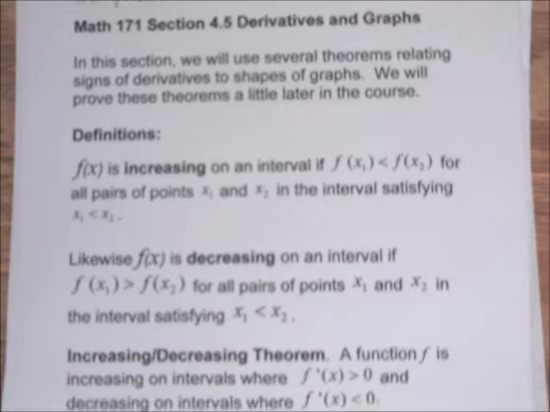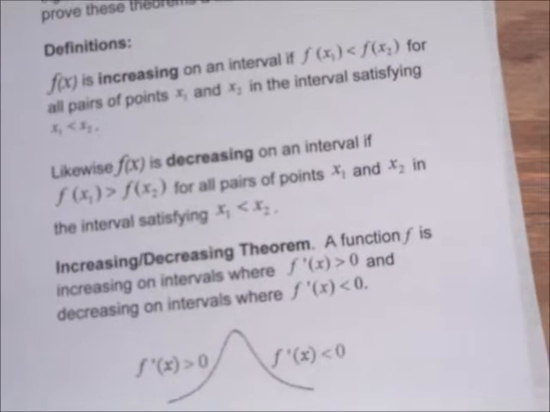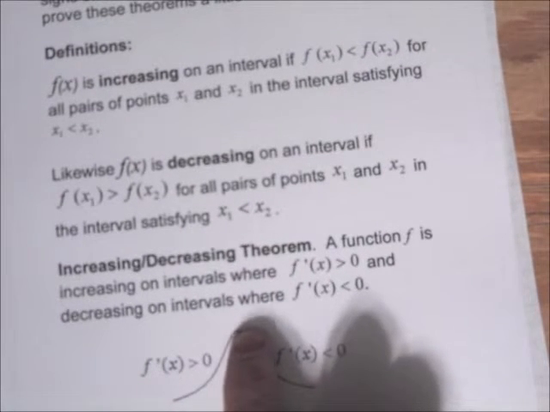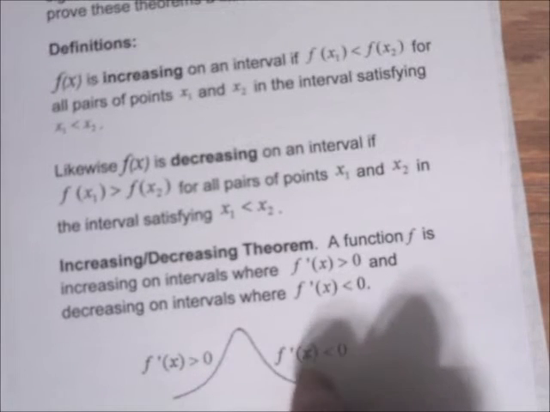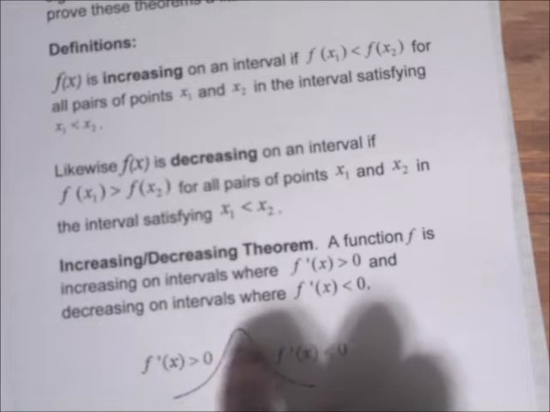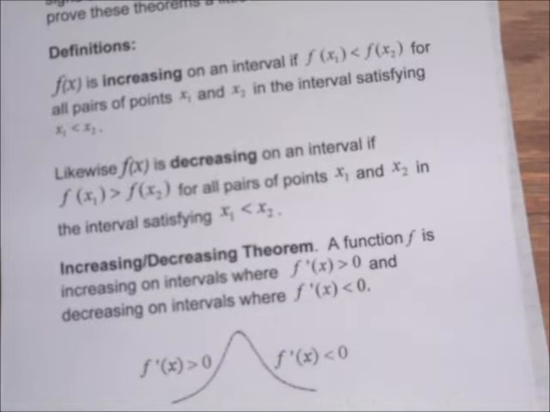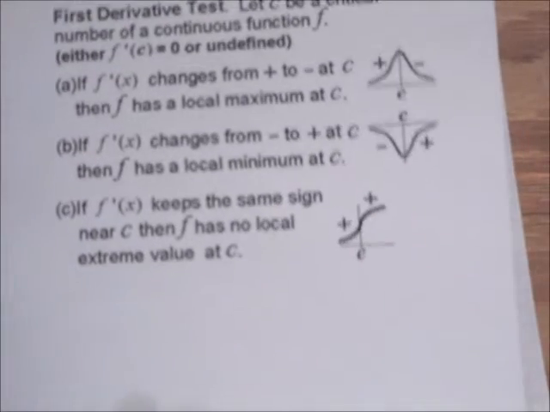And then the increasing decreasing theorem. A function f is increasing on intervals where the derivative is positive and decreasing on intervals where the derivative is negative. So here we have an example. This is actually a local maximum value here. And we have a positive slope on the left, and then we have negative slope on the right. So negative slope means the function is decreasing. Positive slope means the function is increasing. So we have what's called the first derivative test that's based on this increasing decreasing theorem.